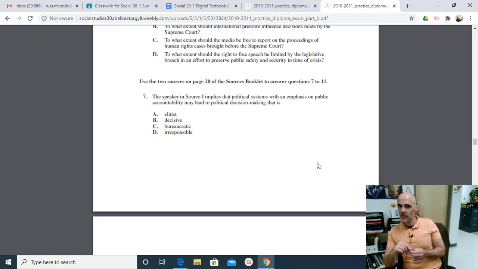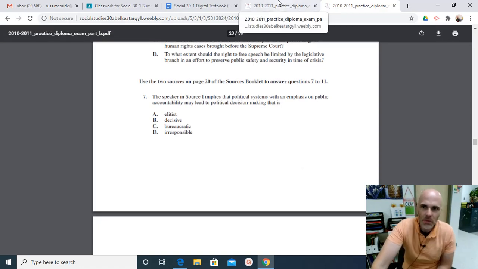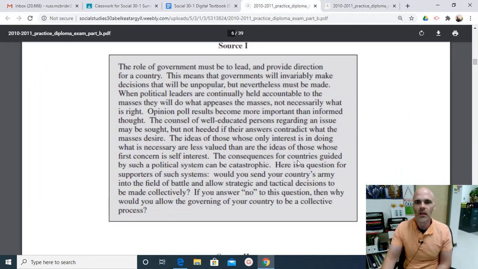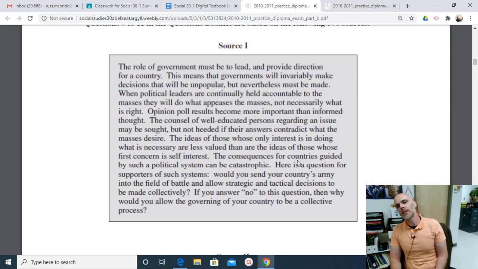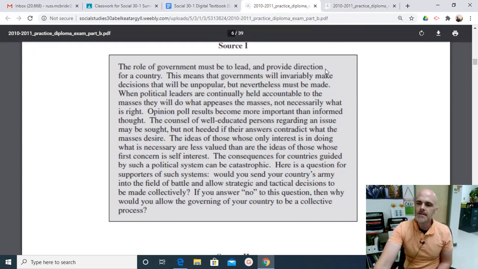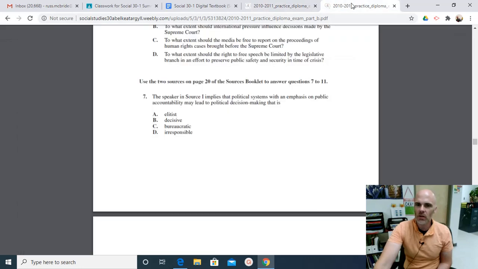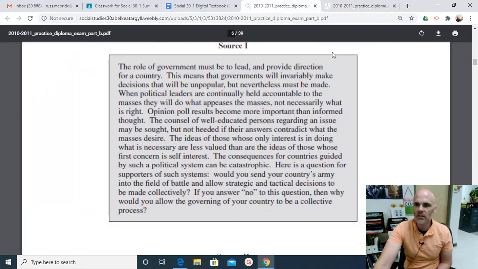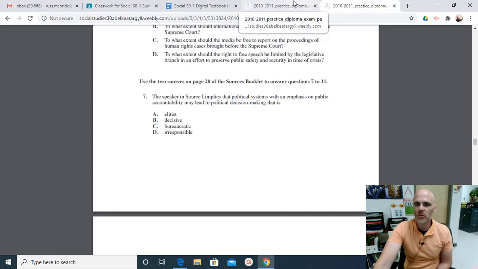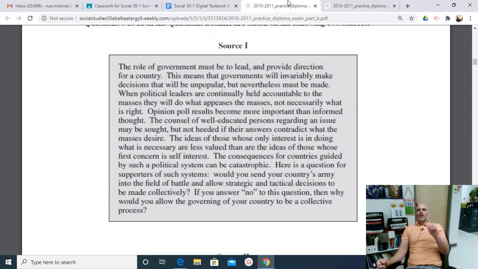Bureaucratic. Irresponsible. Okay, we've got 4 different words. Now it's a matching game again. That's what this really becomes often. The role of government must be to lead and provide direction for a country. I might even write the words next to this, just so I know what I'm looking for: elitist, decisive, bureaucratic, irresponsible. Implies that an emphasis on public accountability may lead to political decision-making that is... Okay. This means that governments will invariably make decisions that will be unpopular, but nevertheless must be made.